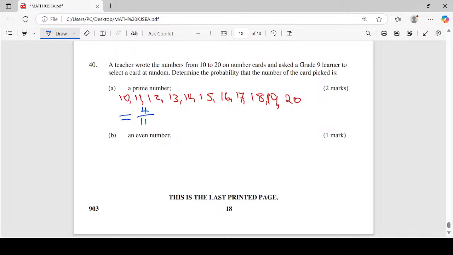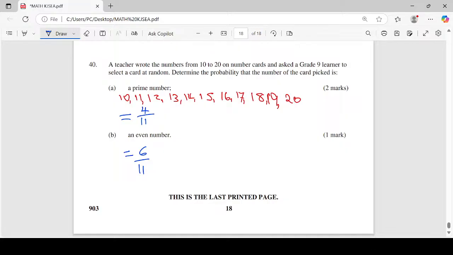Part 2, the probability of picking an even number. How many even numbers are here? 1, 2, 3, 4, 5, 6. So this will be 6 over 11. That's the probability of picking an even number.